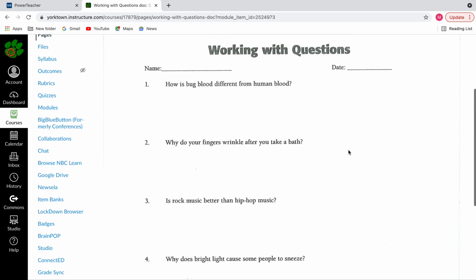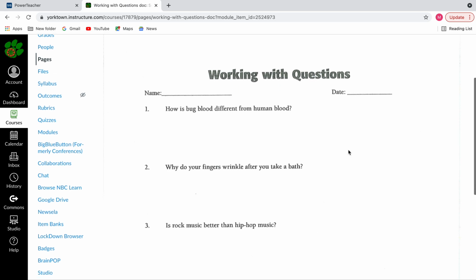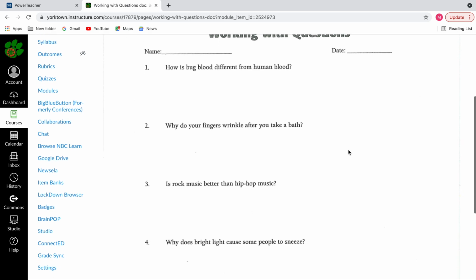I want you to choose one. You're going to decide if it can be answered through scientific investigation. If it can, you're going to come up with 2 testable questions related to that problem. If it can't, you're going to explain to me why it can't be solved through scientific investigation. And then you're going to come up with 2 testable questions related to the topic mentioned in the question. So again, make sure you read through the instructions on that previous page.